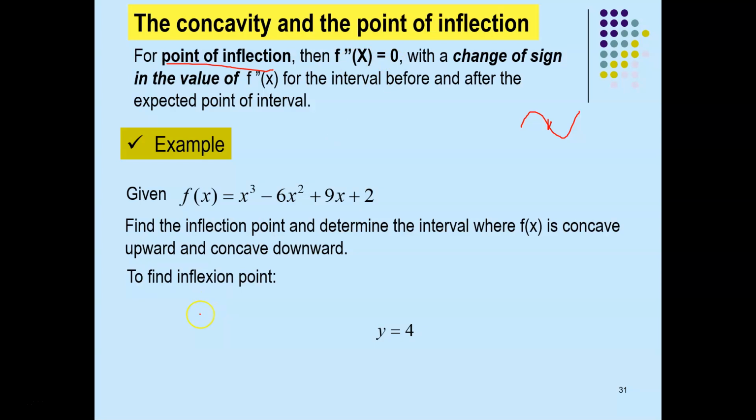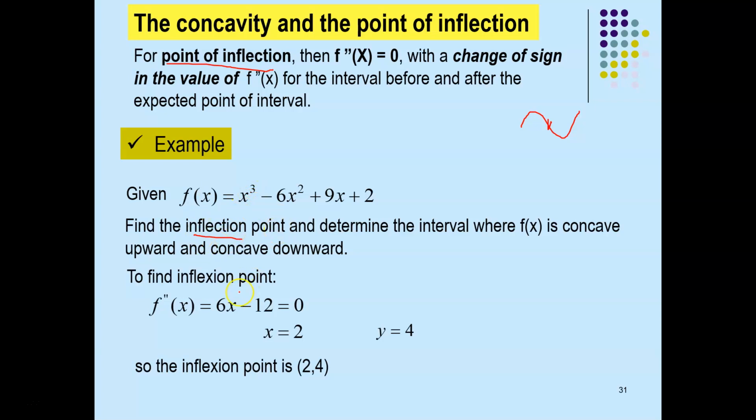Okay, for example, we have this function. Find the inflection point and determine the interval where f(x) is concave upwards and concave downward. So to find inflection point, you differentiate 2 kali lah. You differentiate sekali, this one, you differentiate sekali, you get 3x square.